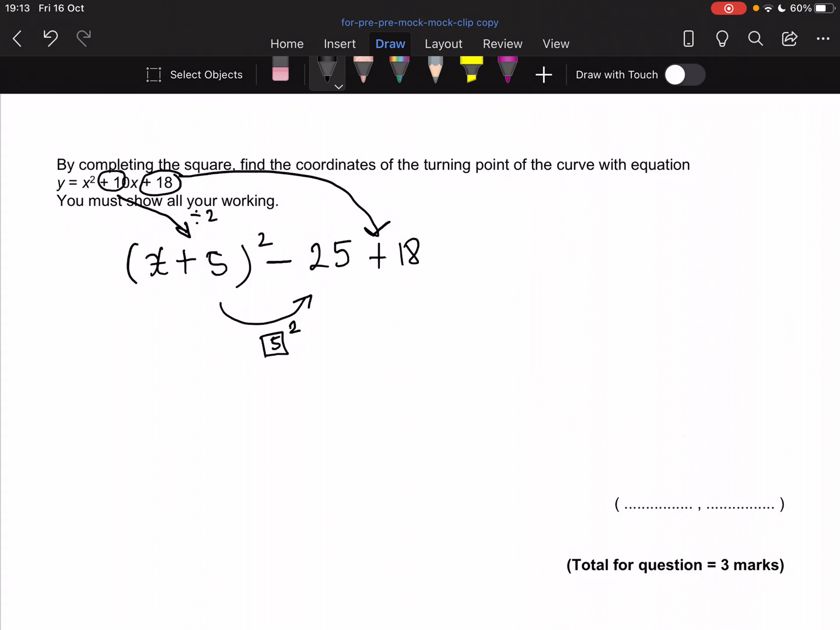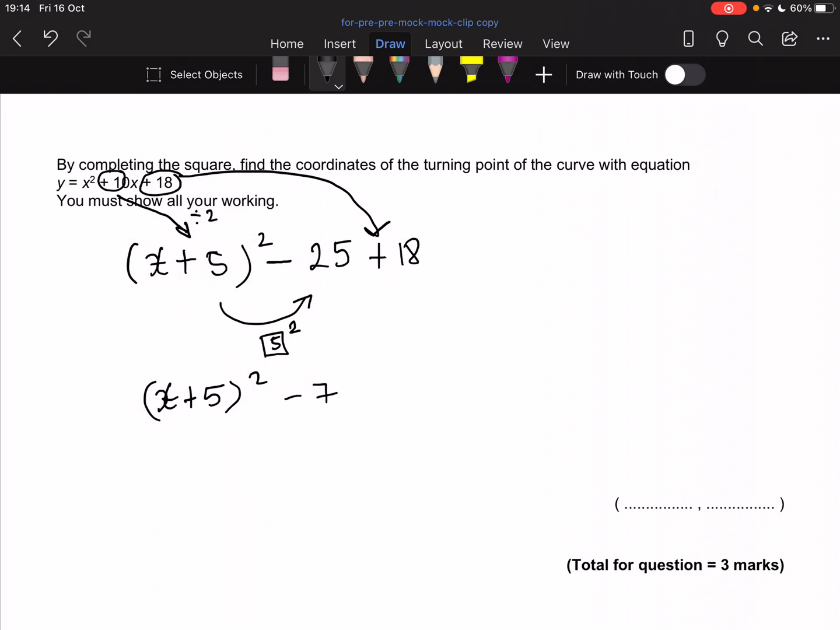Let's simplify this. So I've got x plus 5 squared minus 25 plus 18. I have a sneaky suspicion that is minus 7, but I'm going to double check with my calculator. You obviously shouldn't, because you are on a non-calculator paper. Yes, I was right. The mental math strikes again.